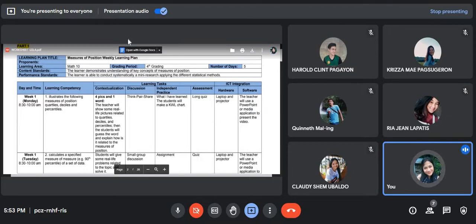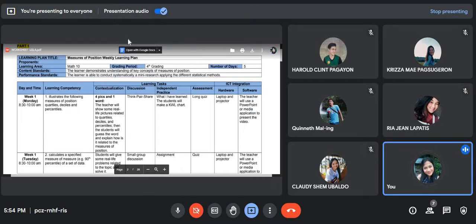So on day 1, the competency that will be discussed is illustrates the following measures of position: the quartiles, deciles, and percentiles. So for our contextualization, the class will be playing a game entitled Four Pics and One Word. The teacher will show some real-life pictures related to measures of position. Then the students will guess the word and the teacher will explain how it is related to the topic.